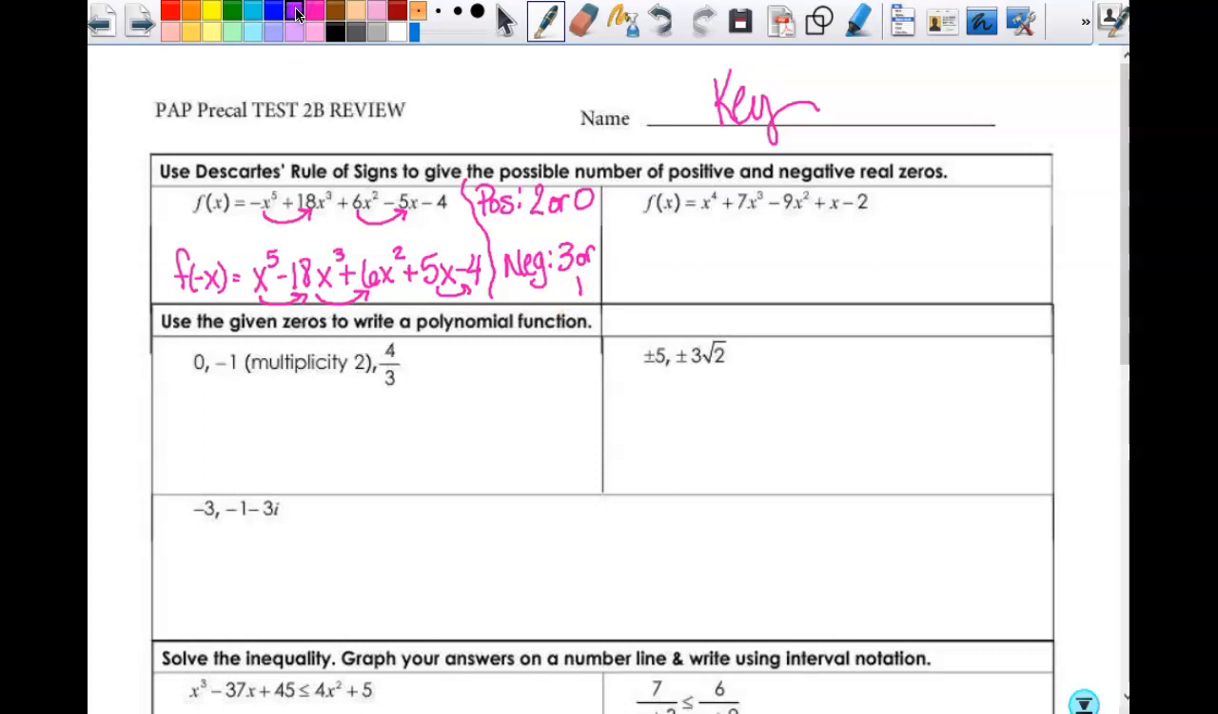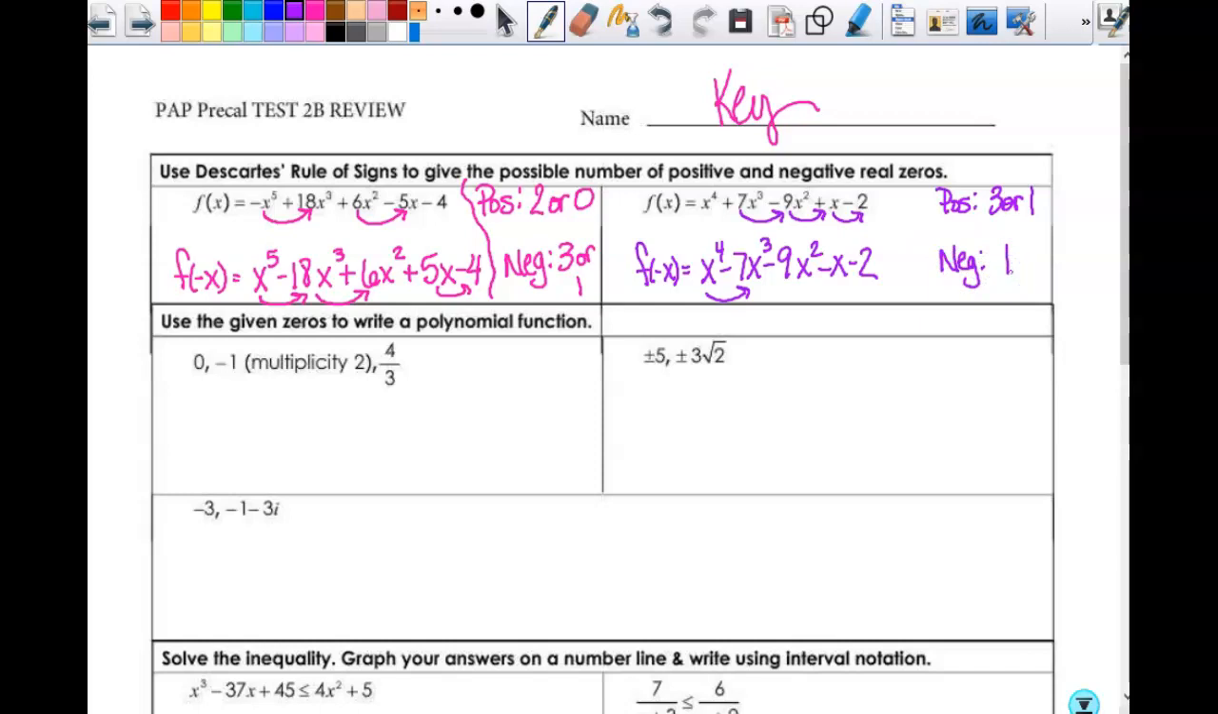So on this next one, positive, positive, change to negative, change to positive, change to negative. So my positive possibilities are 3 or 1. Then when I find f of negative x, it gives me x to the 4th minus 7x cubed minus 9x squared minus x minus 2. So it's positive, changes to negative, stays negative, negative, negative, negative. So my negative possibilities here are just 1.